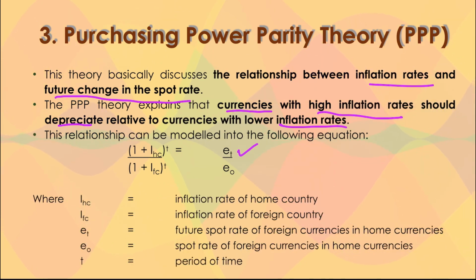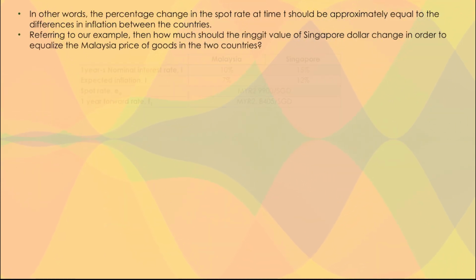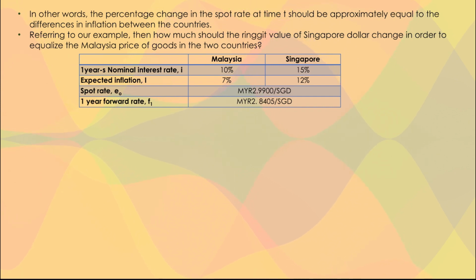This is the formula. If you see the difference between PPP and IFE, for IFE we use the nominal interest rate, but in PPP we use the expected inflation. It looks similar, but actually it's different. In other words, the percentage change in the spot rate at time t should be approximately equal to the difference in inflation between the countries.